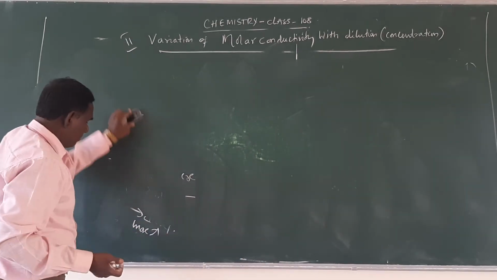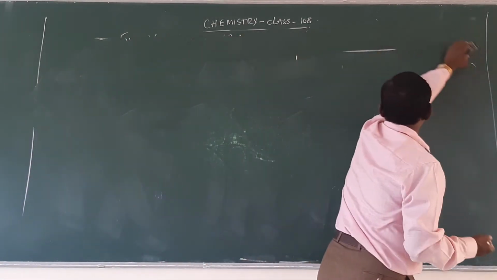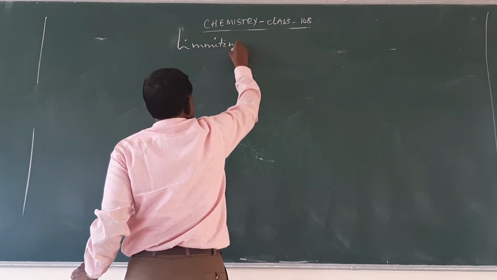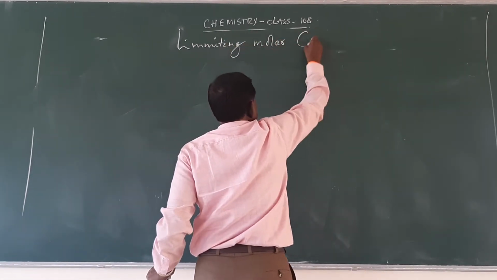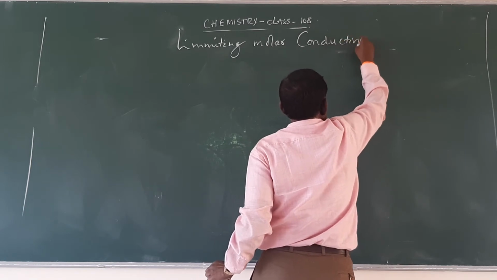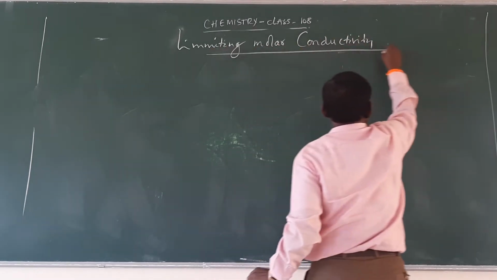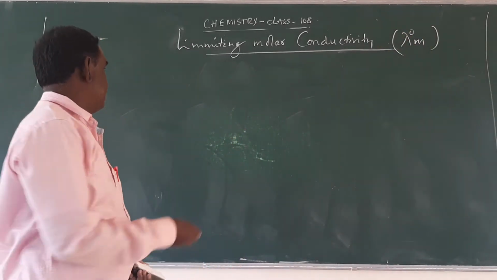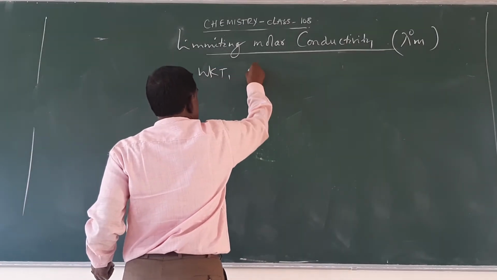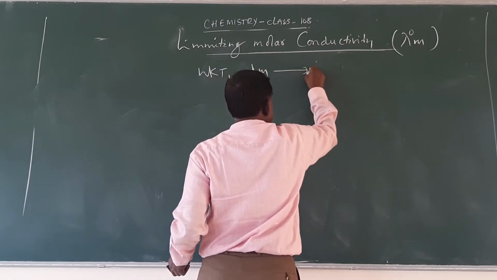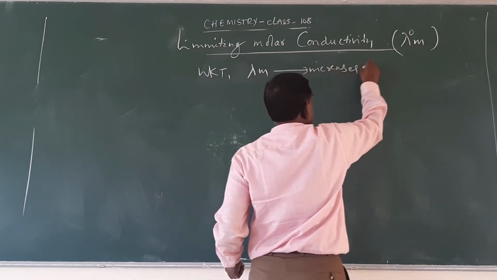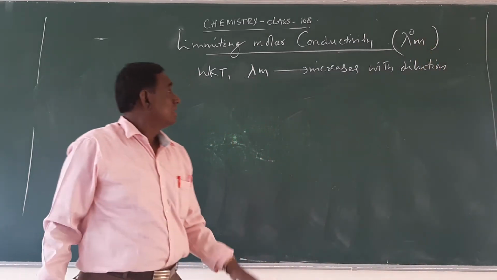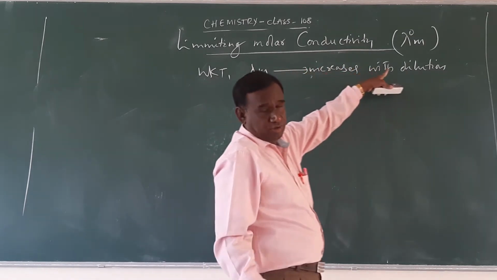What is meant by limiting molar conductivity? Limiting molar conductivity, that is lambda naught m. We know that lambda m increases with dilution. So it is already known to us that molar conductivity increases with dilution.